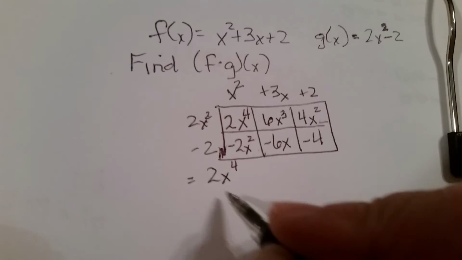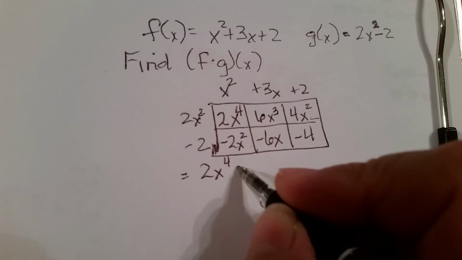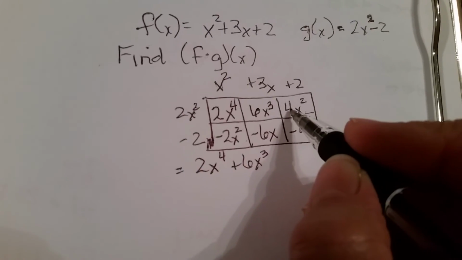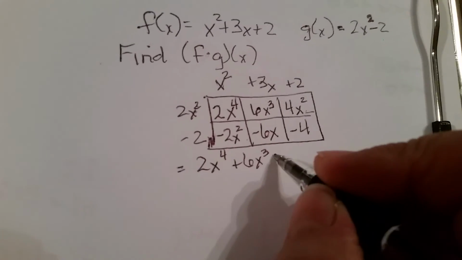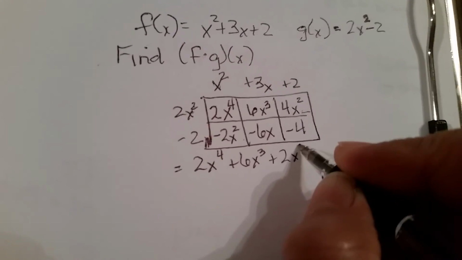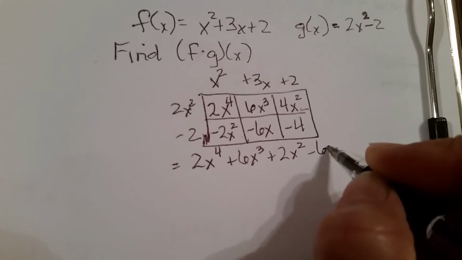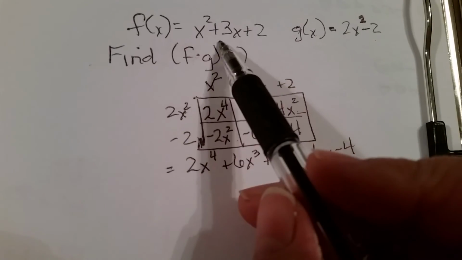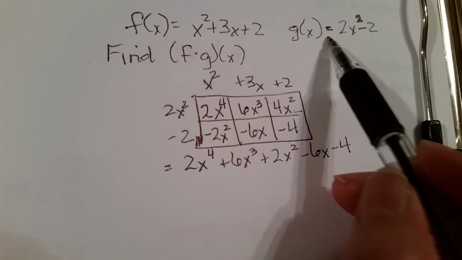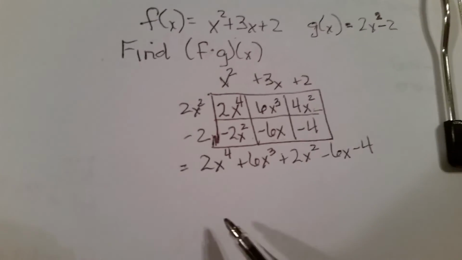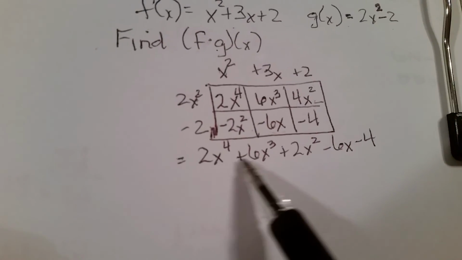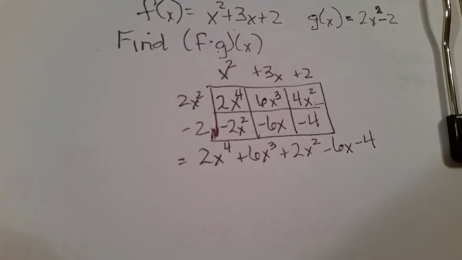So our final answer is 2x to the 4th plus 6x cubed. For the x squared, we have 4 minus 2, which is 2x squared. We have a minus 6x minus 4. Now we have multiplied the two equations together, combined like terms, and so here would be our f times g of x. Multiplying functions.